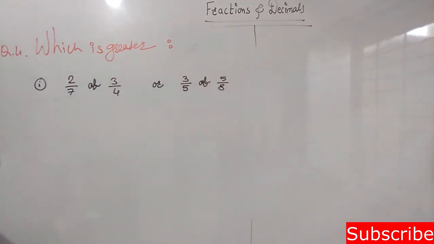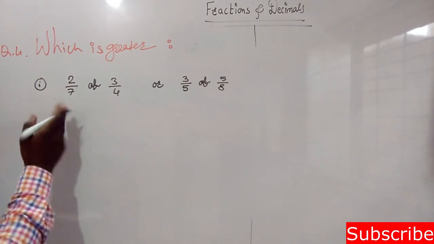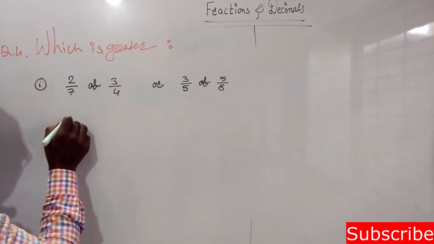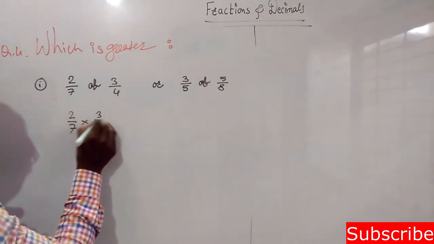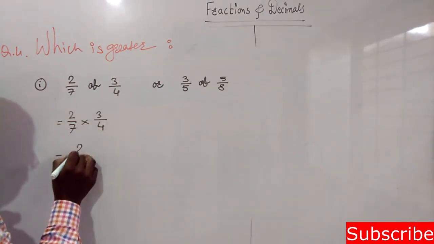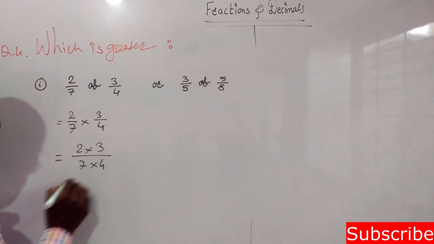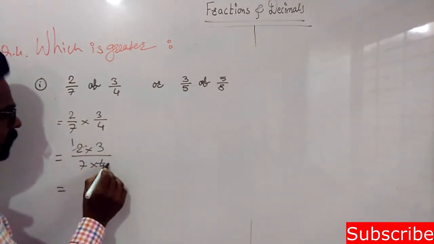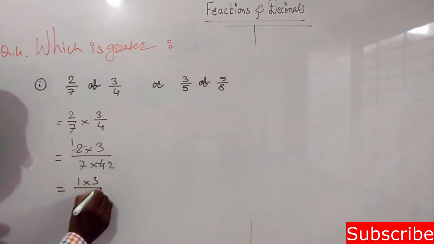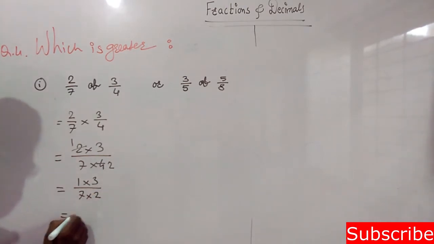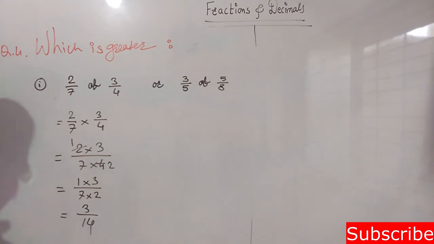Okay, no problem. We will solve it as it is. Okay, 2 by 7 of 3 by 4 is 2 by 7 into 3 by 4. It is equal to 2 into 3 divided by 7 into 4. Now is there any common factor in numerator and denominator? Yes, 2 1s are 2 and 2 2s are 4, no problem. So 1 into 3 divided by 7 into 2, and it is equal to 1 3s are 3 divided by 7 2s are 14, no problem.